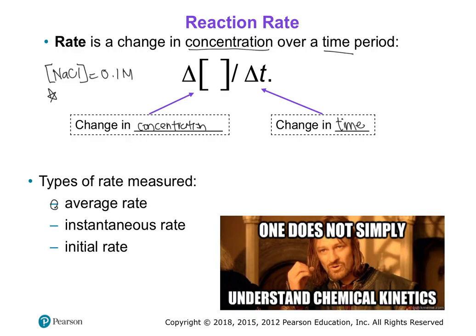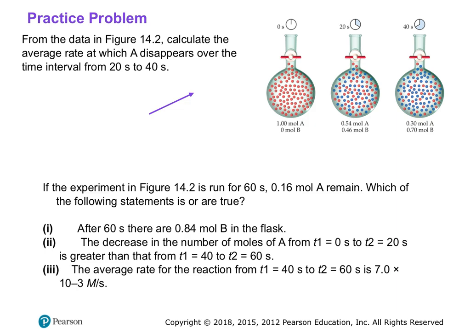We have different types of rates. We have an average rate, instantaneous rate, and initial rate. Initial rate is an instantaneous rate, but at the initial time, so at t equals 0, at the very beginning of a reaction. So let's practice.